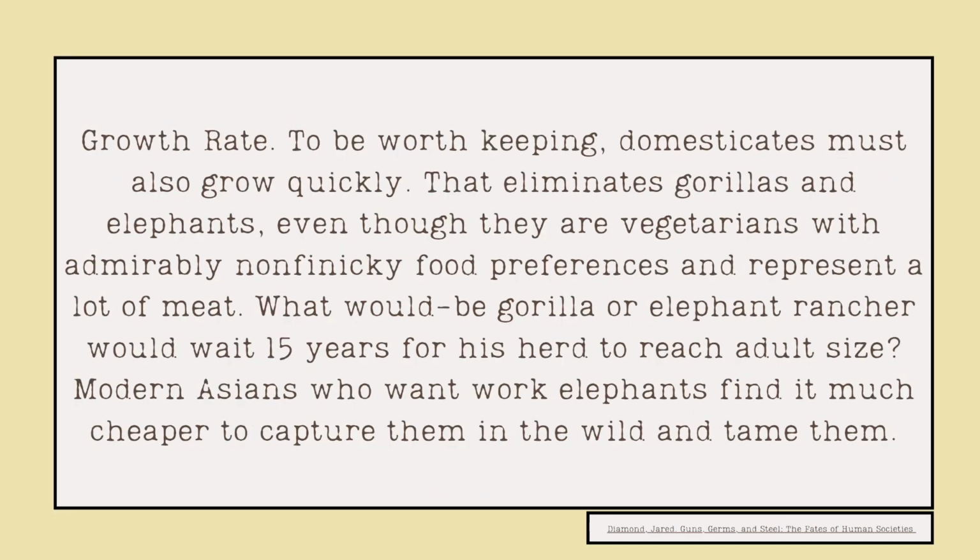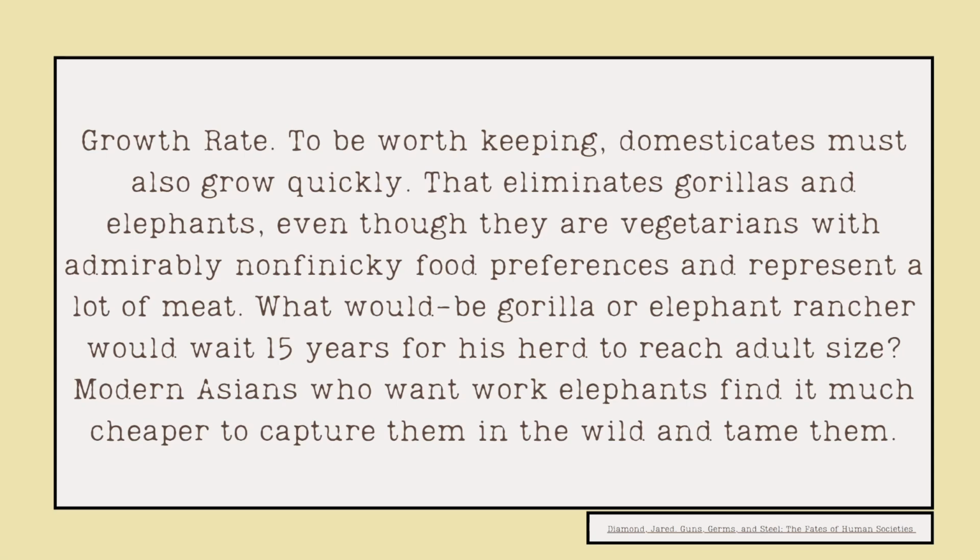Growth rate. The second one is growth rate. To be worth keeping, domesticates must also grow quickly. That eliminates gorillas and elephants, even though they are vegetarians with remarkably unfinicky food preferences and represent a lot of meat. A would-be gorilla or elephant rancher would wait 15 years for his herd to reach adult size. Modern Asians who want to work elephants find it much cheaper to capture them in the wild and tame them.